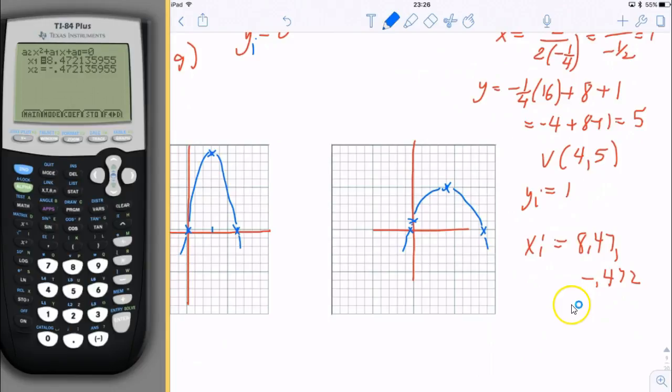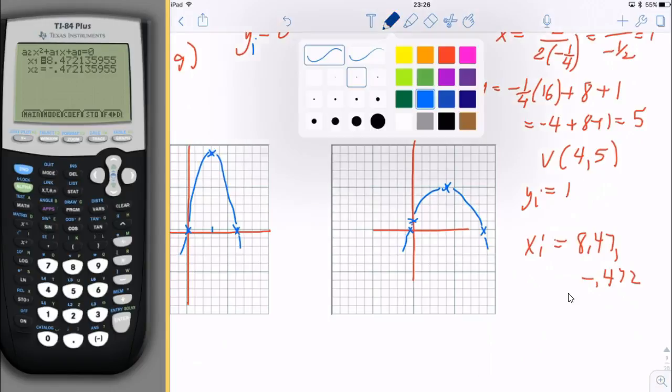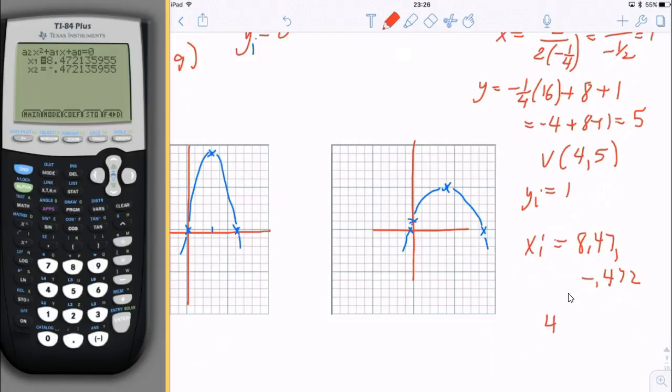By the way, it turns out that if you do use the quadratic formula to find the roots here, it's going to be 4 plus or minus 2 square root 5, something like that, okay? Which is the same as 4 plus or minus square root of 20. So that's how you generate these if you use the quadratic formula instead of the calculator.